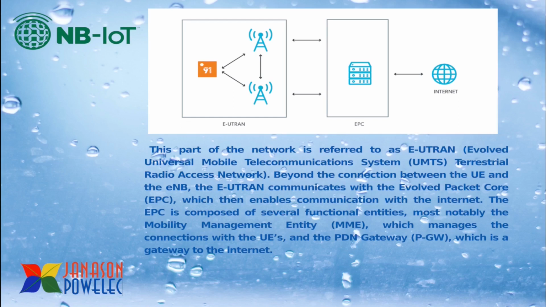Beyond the connections between the UE and the eNB, the E-UTRAN communicates with the Evolved Packet Core, EPC, which then enables communication with the Internet. The EPC is composed of several functional entities, most notably the Mobility Management Entity, which manages the connections with the UE, and the PDN Gateway, which is a gateway to the Internet.